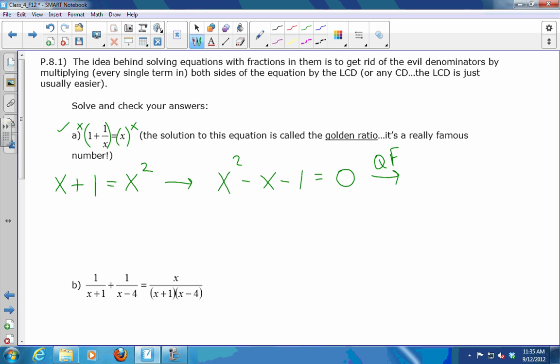Which we don't have to do now. But the solution to that equation is called the golden ratio. It's a really famous number. You see it in nature, you see it in art and architecture. It's really kind of cool. If you ever are interested, you should look it up. Google it. There's tons of info.